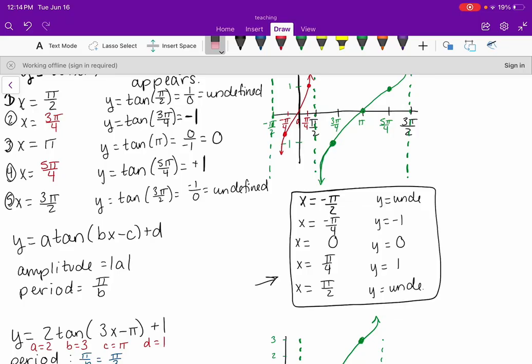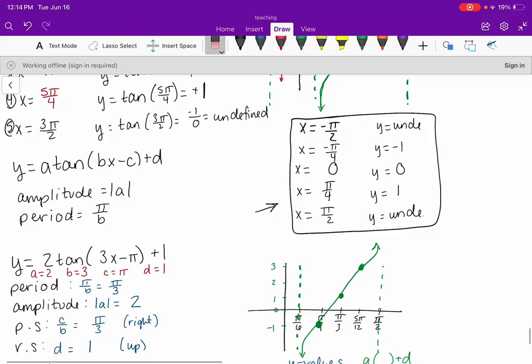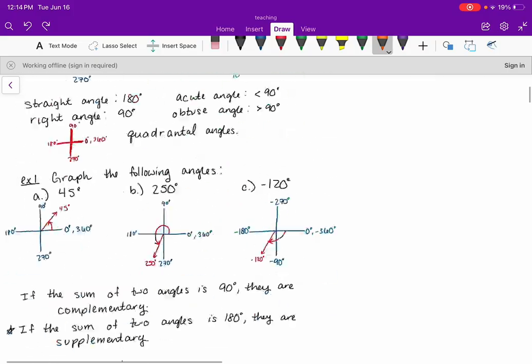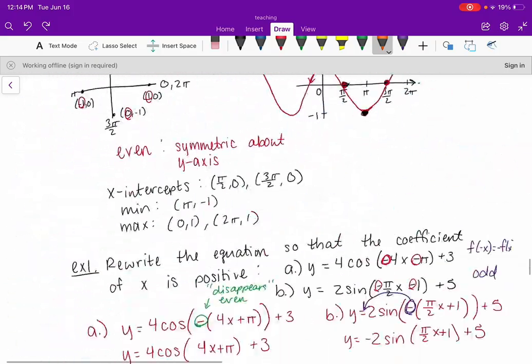Some things to notice from the original to the one we just did. I had a vertical shift of 1 in the middle of my graph. The middle of my graph is right through 1. I have an amplitude of 2, so I have a space here of 2, and a space here of 2. So that all checks out.